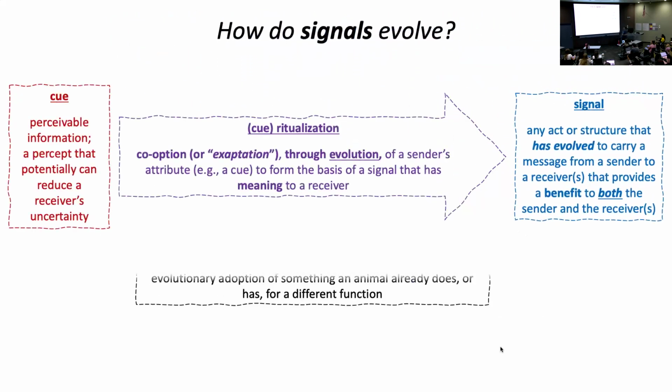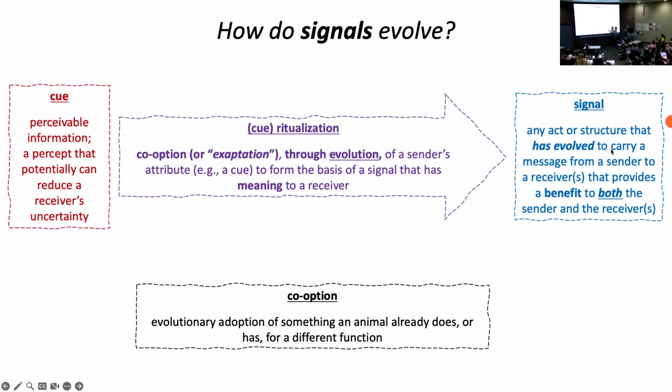And we have names for this process. So we have cues, which we've already talked about, and we have signals, which we talked about. And there is this process of co-option, so co-opting, or another term, exaptation, a Stephen Jay Gould term, but they mean the same thing. And I want to emphasize this is through evolutionary history. This is not a learning process. So this is not like, over life history, you learn the signal. Ritualization is thought of as natural selection gradually shaping this over evolutionary history. And it's ritualization of the sender's attribute, like a cue, to form the basis of a signal that has meaning or importance to a receiver.